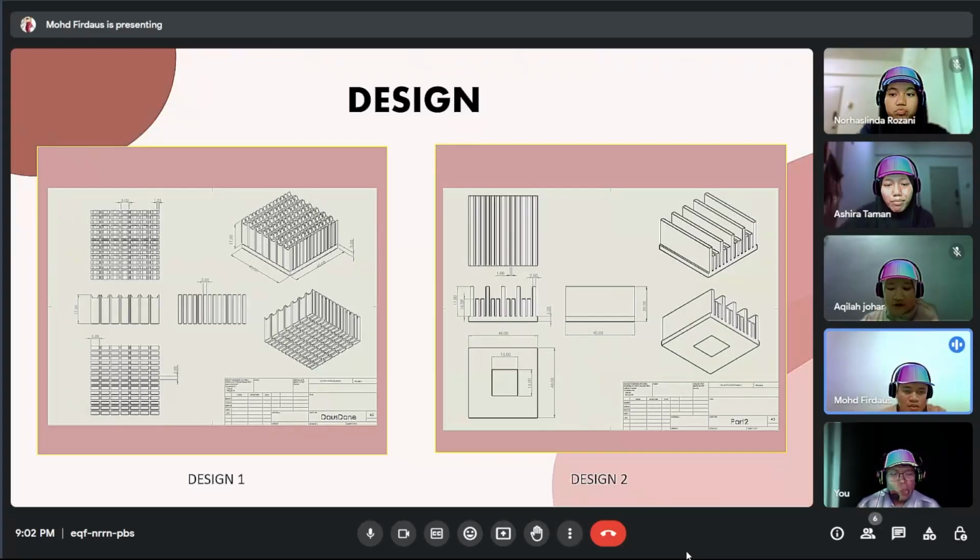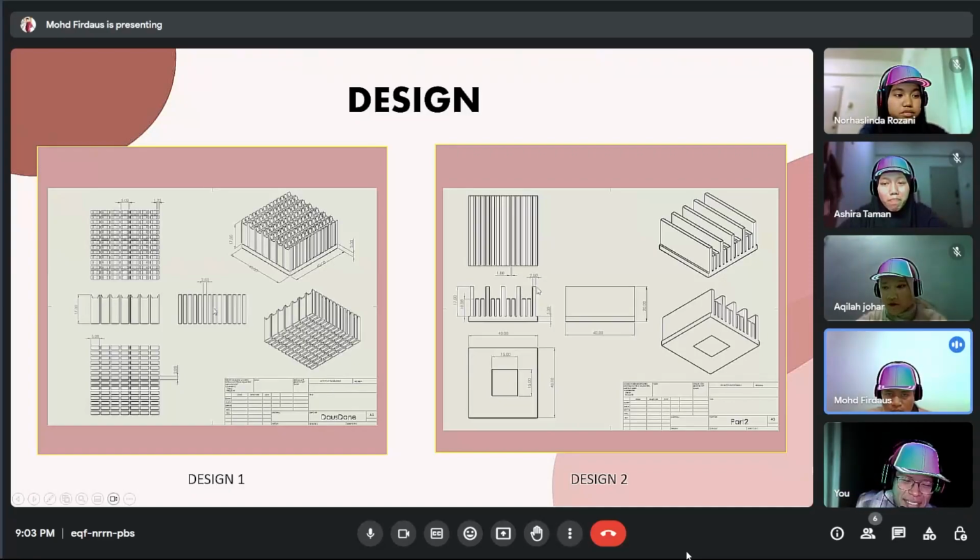For the design, we have two designs, design 1 and design 2. In the first design, the length and the width are the same, which is 40, and the height is 20 mm. The thickness of each fin is 2 mm, and the height of each fin is 17 mm. For design 2, the length and width are also the same, 40 and 20. The thickness of each fin is 2 mm, and the height is 70 mm.